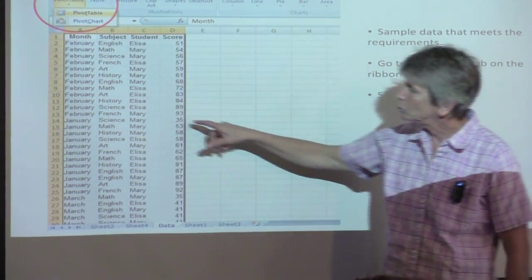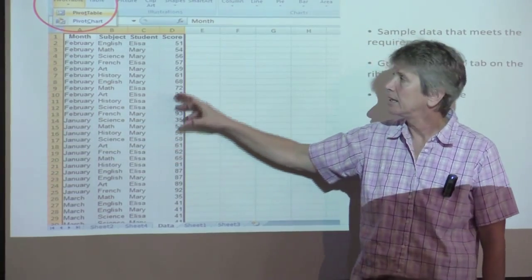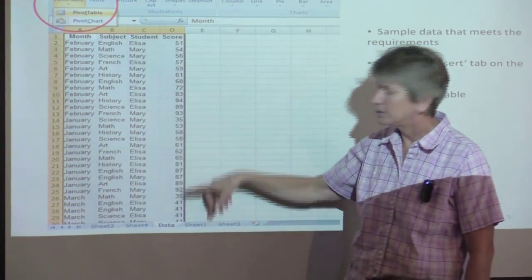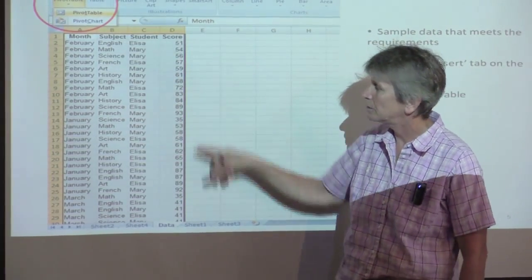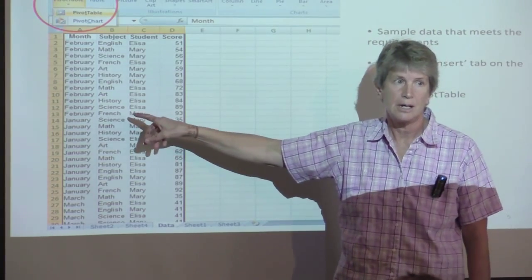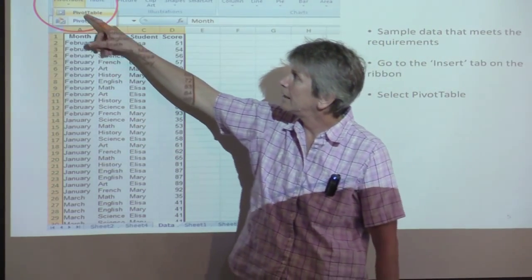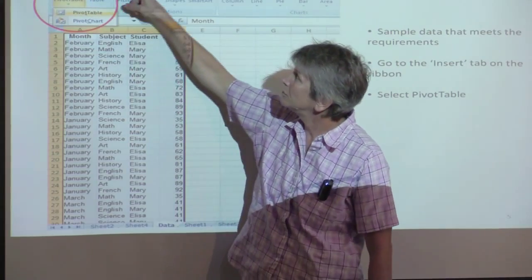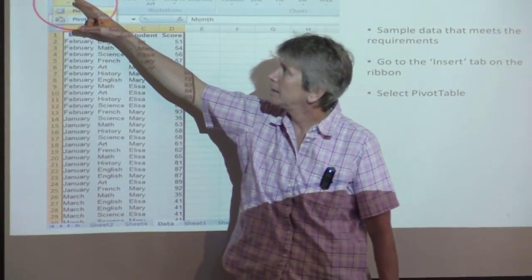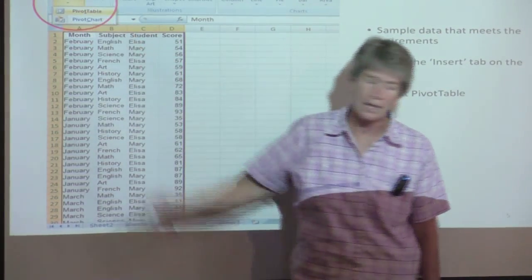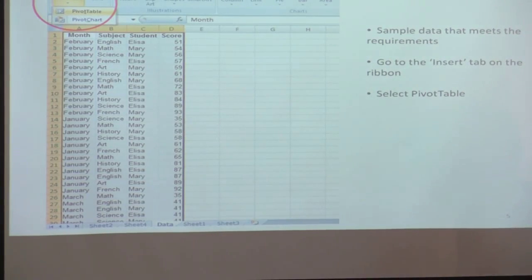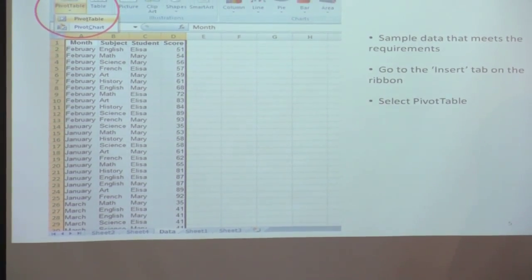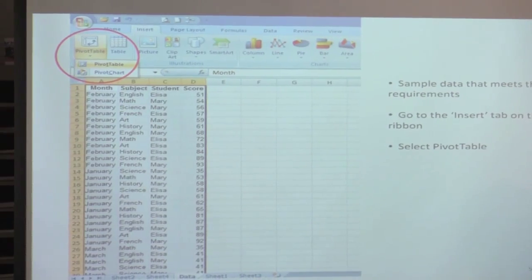Once you click inside the data, Excel will recognize that there is a set of data here, and it will highlight the entire section. Then you go to the Insert tab and choose Pivot Table, and again choose Pivot Table under that. Again, we'll go through this live too.